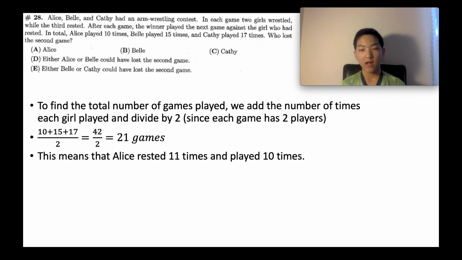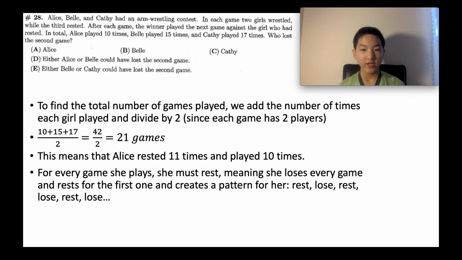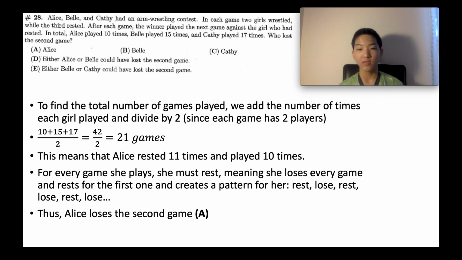So looking at Alice, we can see that she rested 11 times and played 10 times. So that means that for every game she plays, she must rest. And she starts off resting, which is the only way in which she can rest more times than she plays. This creates a pattern for her: rest, lose, rest, lose, rest, lose. So because of this, we can see that Alice must lose the second game in order for her to rest 11 times and play 10 times.